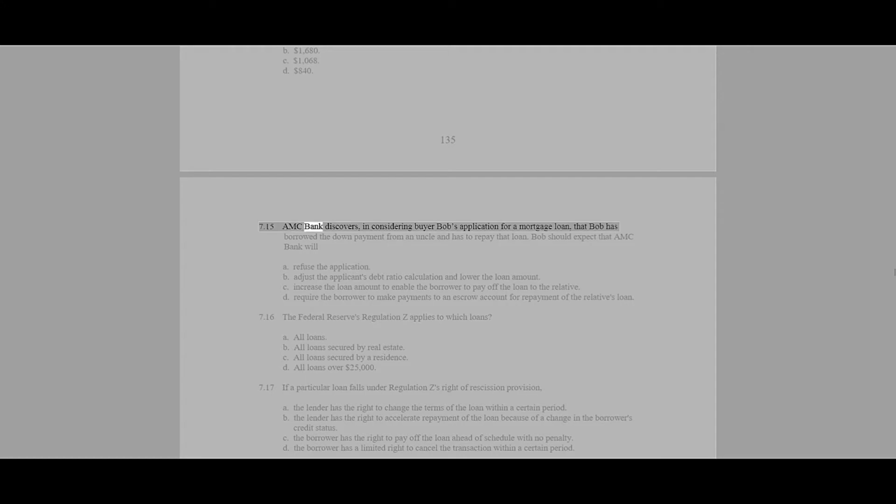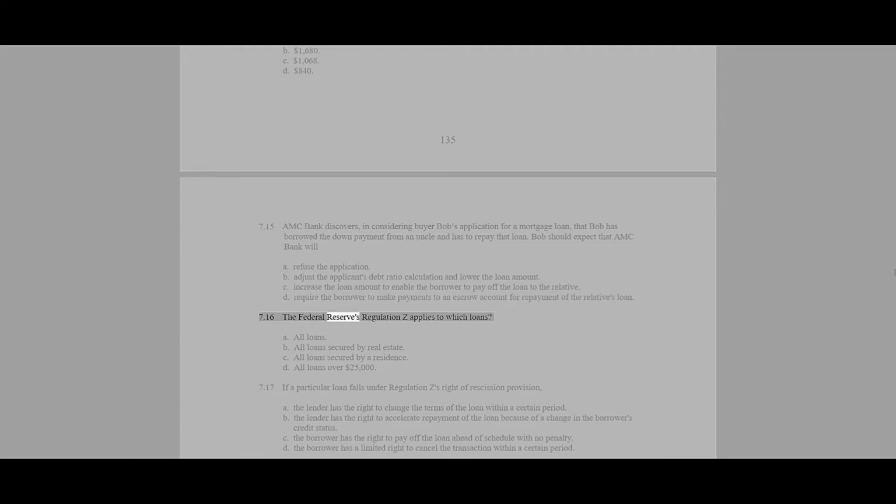7.15 AMC Bank discovers, in considering buyer Bob's application for a mortgage loan, that Bob has borrowed the down payment from an uncle and has to repay that loan. Bob should expect that AMC Bank will A. Refuse the application. B. Adjust the applicant's debt ratio calculation and lower the loan amount. C. Increase the loan amount to enable the borrower to pay off the loan to the relative. D. Require the borrower to make payments to an escrow account for repayment of the relative's loan.